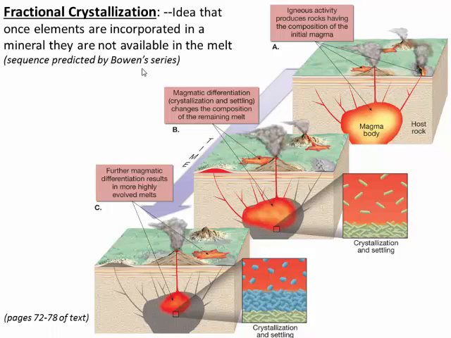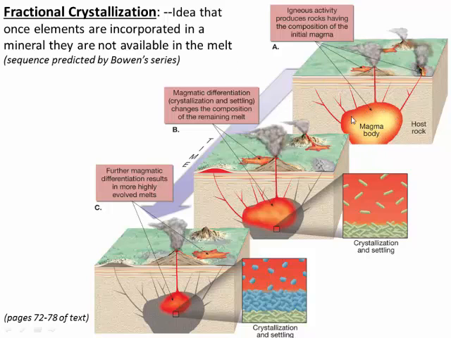And the core of the idea is that once elements, like iron and magnesium, are incorporated into a mineral, like pyroxene, those elements aren't available anymore. They're locked up in that crystal structure, and so any minerals that want to form later can't use those elements. They're gone. And what does that mean? Let's take a look at it in this cartoon.